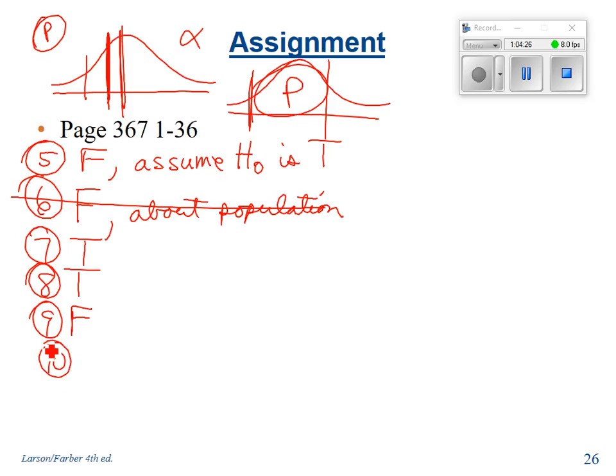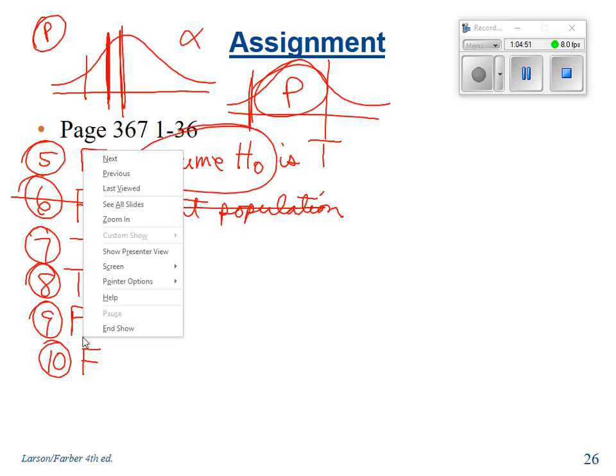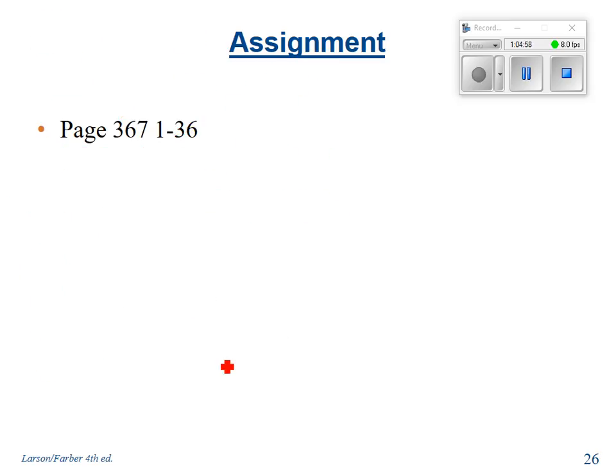What's 10 say? If you want to support a claim, write it as a null hypothesis. Is that true or false? False. You can do it either way. But we're always going to assume what? The null is true to start with, right? But that doesn't matter what we're trying to support. We're just assuming that so we can do the problems.